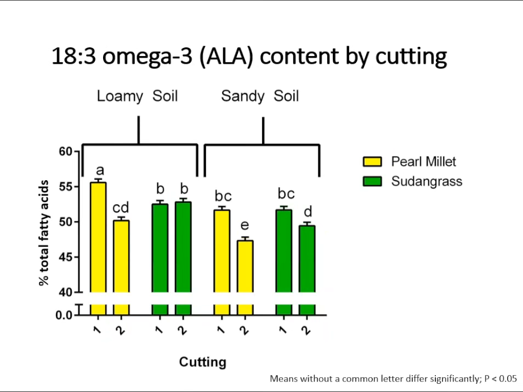As we look at that primary omega-3 fatty acid, alpha-linolenic acid, our yellow bars are pearl millet, and our blue bars are Sudan grass, so we broke it up into species here. You can see the pearl millet has the bigger reduction from the first cut to the second cut, and you can see that the Sudan grass only really has that second cut reduction in fatty acid content on the sandy soil location.